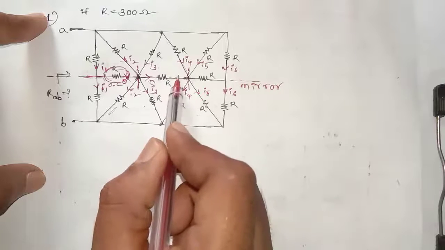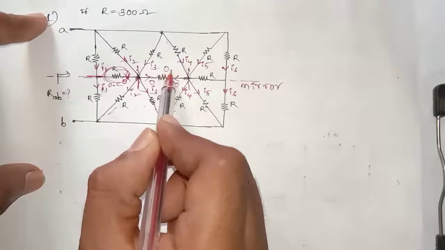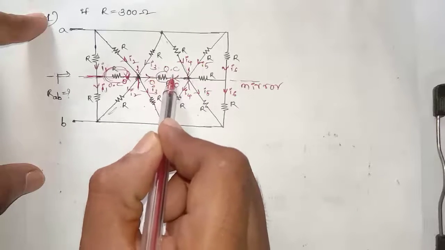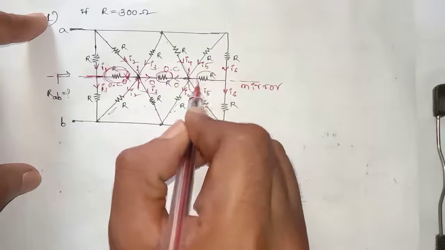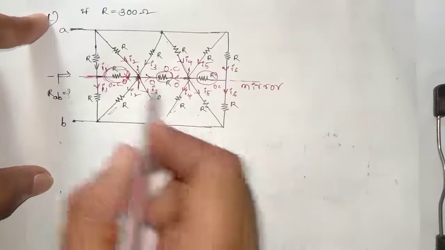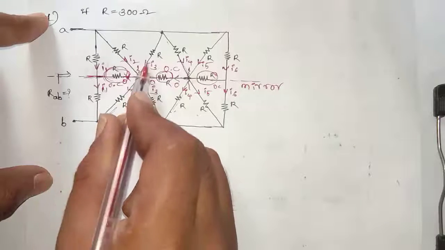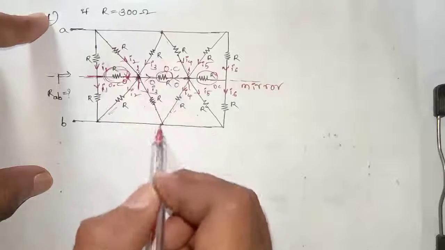That means this side also no current is flowing. That means this resistor is open circuited. Okay, this resistor also open circuited. Similarly, you can observe this resistor also open circuited. Okay, and there is no interconnection between these resistors, because these all resistors are in series combinations.